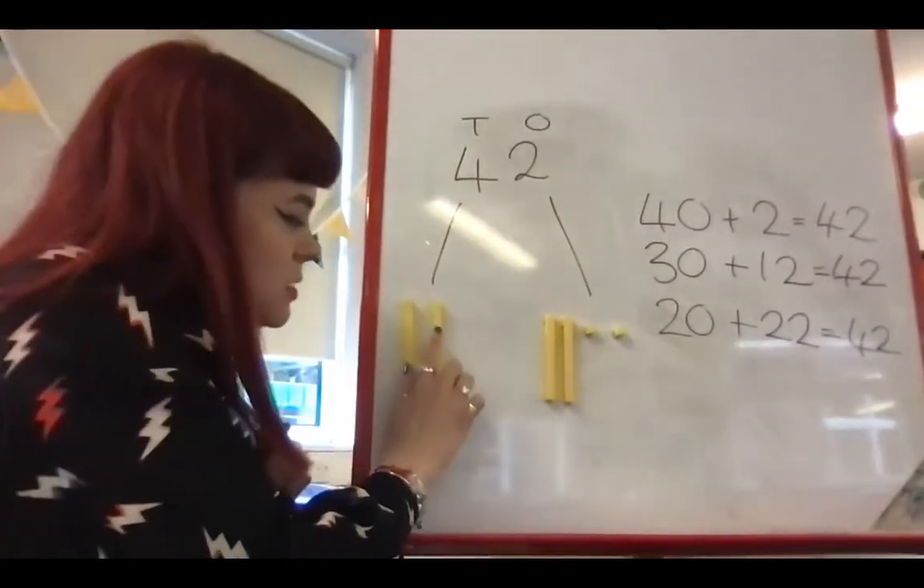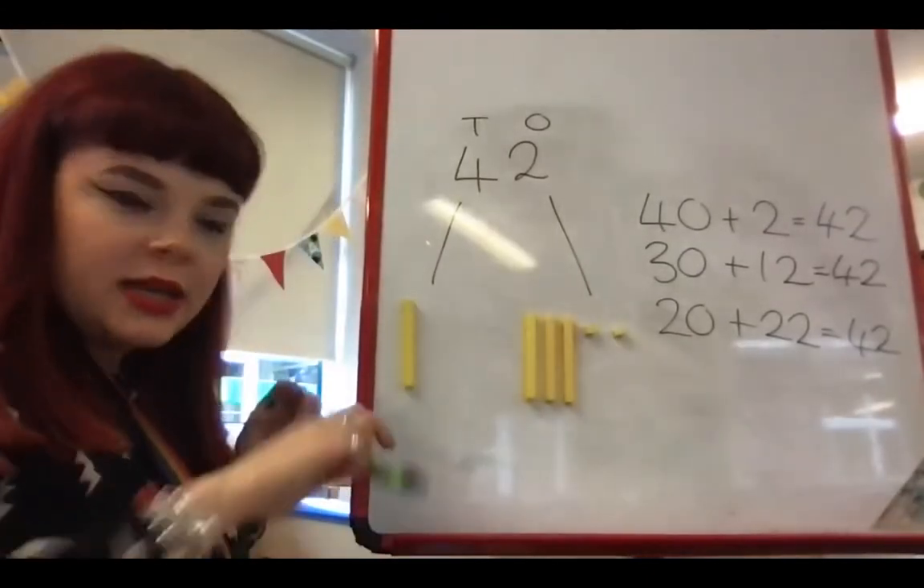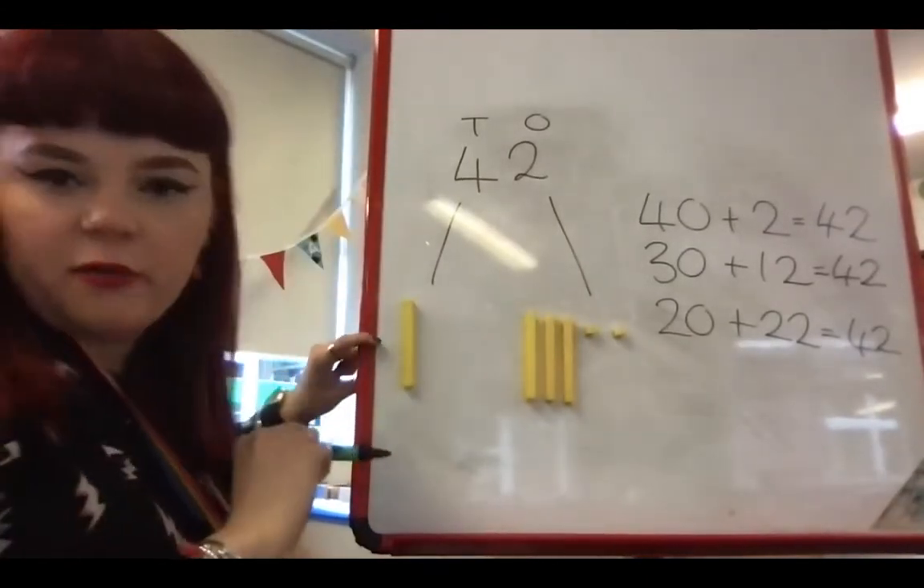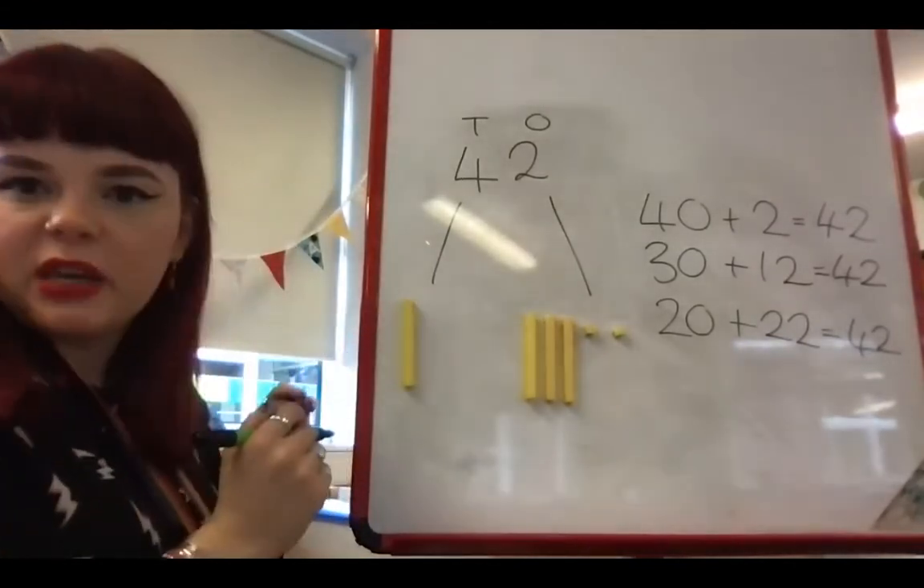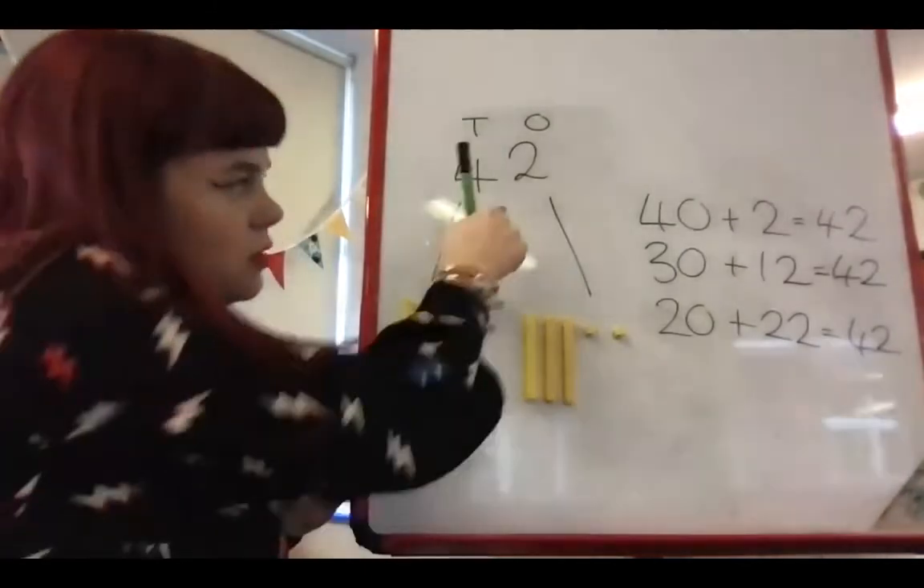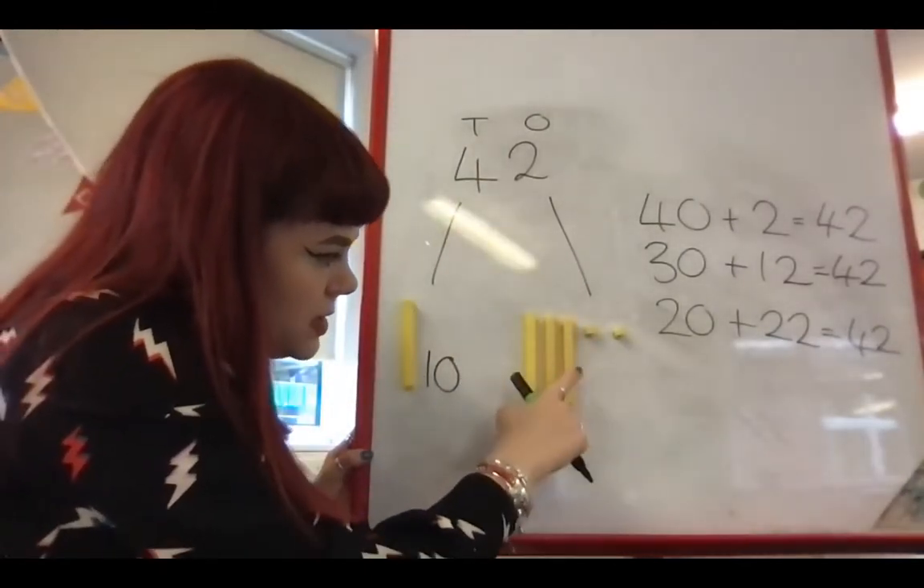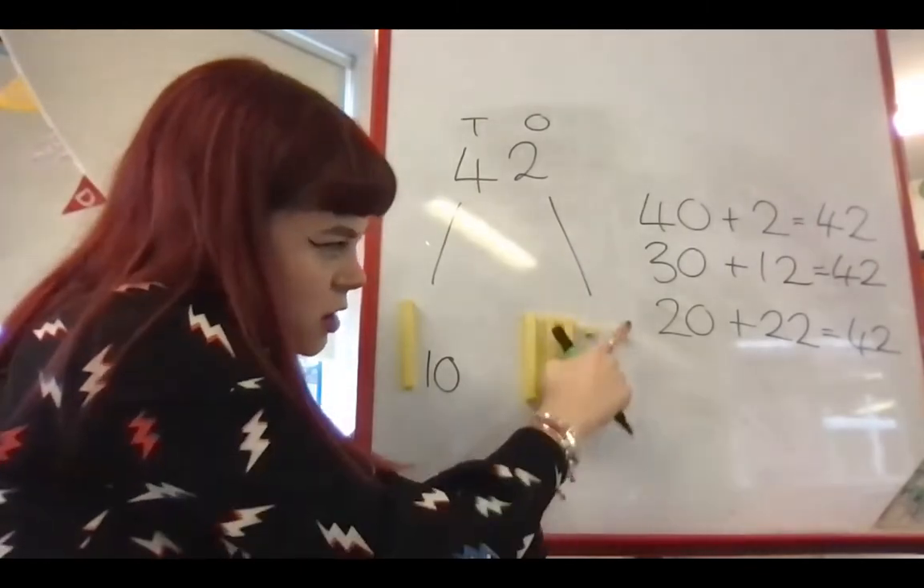Okay then, let's move another stick over. Okay. Now this time, on this side of my part whole model, I've got one stick of 10. 10. And on the other side of my part whole model, I've got 10, 20, 30, 31, 32.